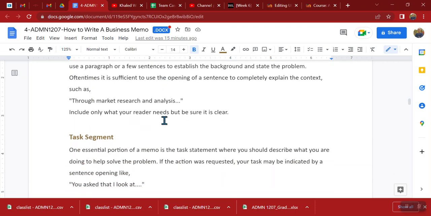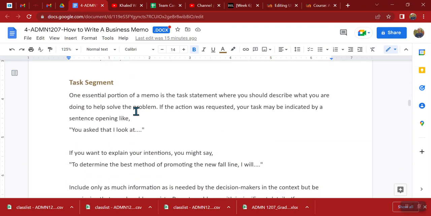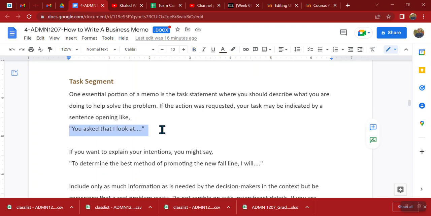Or the task segment. Task segment means you might really start with this statement: you asked me, or you asked that I look at something, to study the case, or to study the situation. So it looks like you have been assigned by this reader. In this case, your director has assigned to you this task, to study the case in order to help the decision maker take actions. So you have to be very clear here to remind the reader that you told me that, right? You assigned this task to me. So this is what we call the task segment.